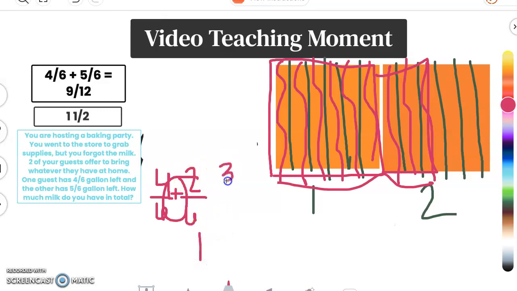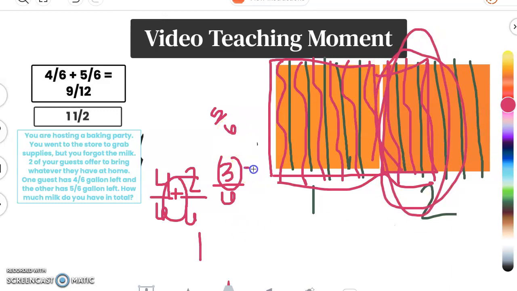Now what we have left is 3/6. We have 3/6 of that 5/6 gallon left. So we have this whole portion here left, and that equals a half. It reduces to a half. So our answer is 1 1/2.